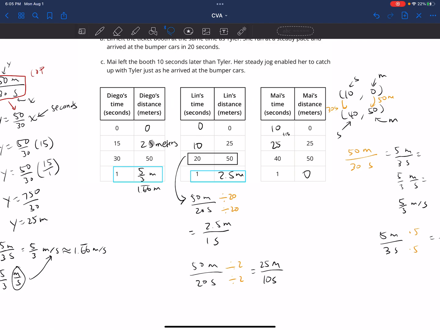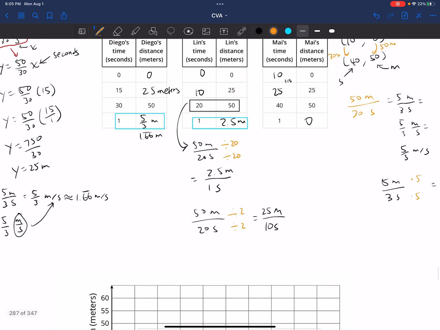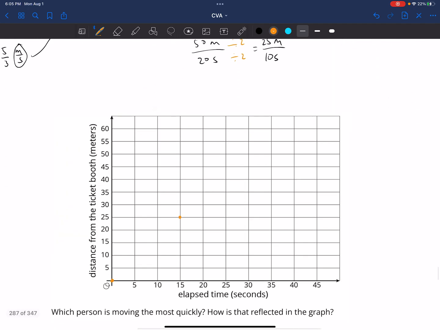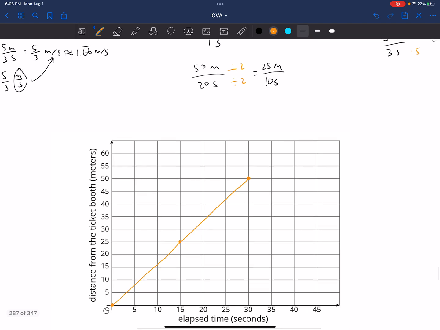So I'm going to start with Diego's time. Diego is 0, 0, 15, 25. So 0, 0 for Diego, I'm going to do orange. And then 15, 25. And then 30, 50. 30 seconds, 50 meters right there. And then if I draw a straight line, it won't let me draw that. Okay, so watch this. I'm going to try to draw a straight line. I'm not very good at drawing straight lines, but that's pretty good. All right, so that's Diego. So this is Diego's line.